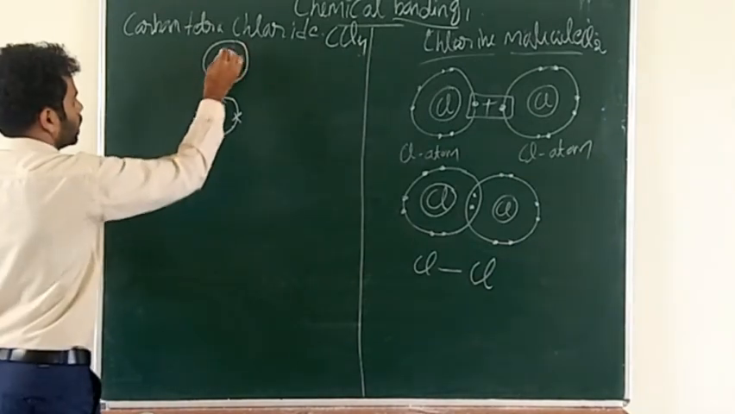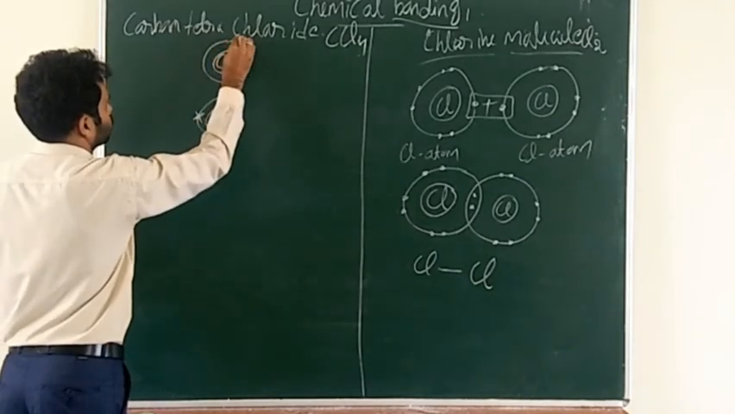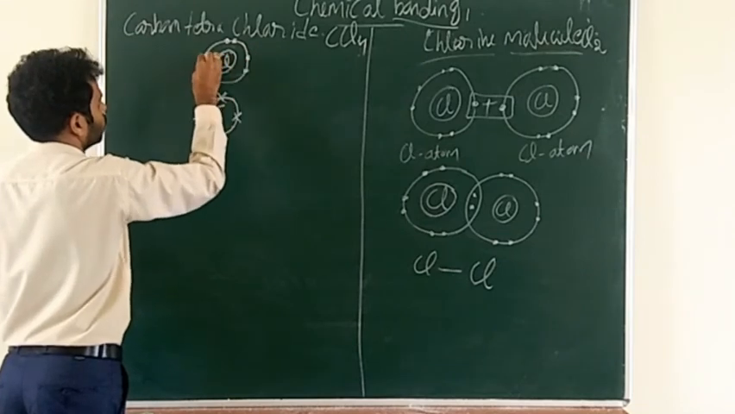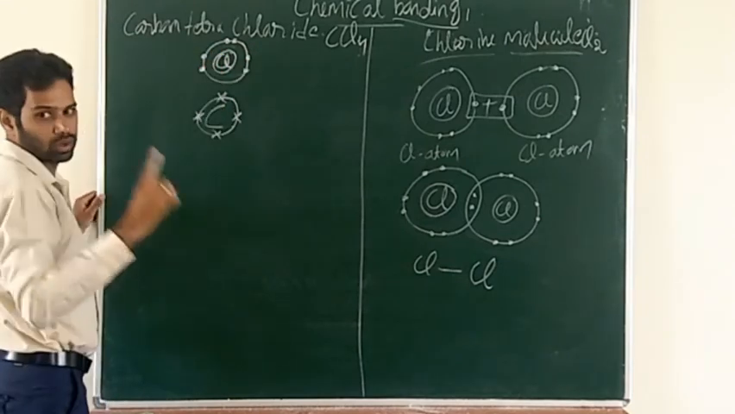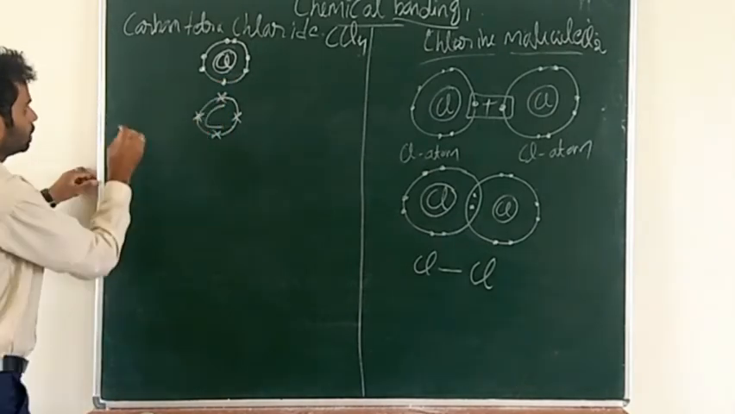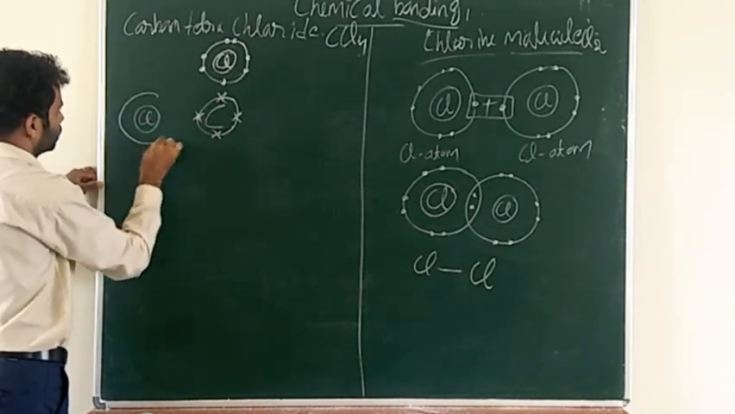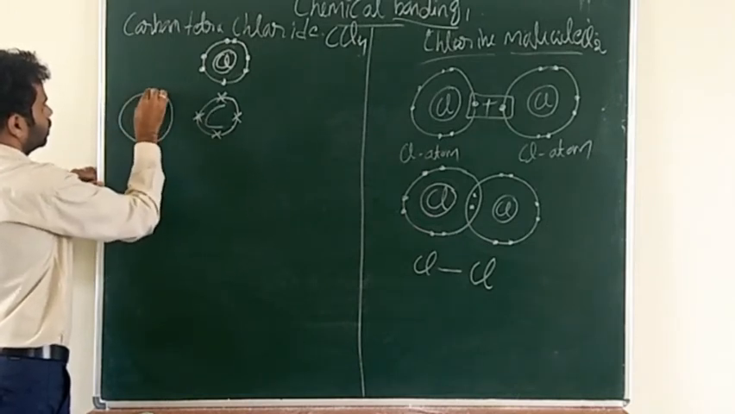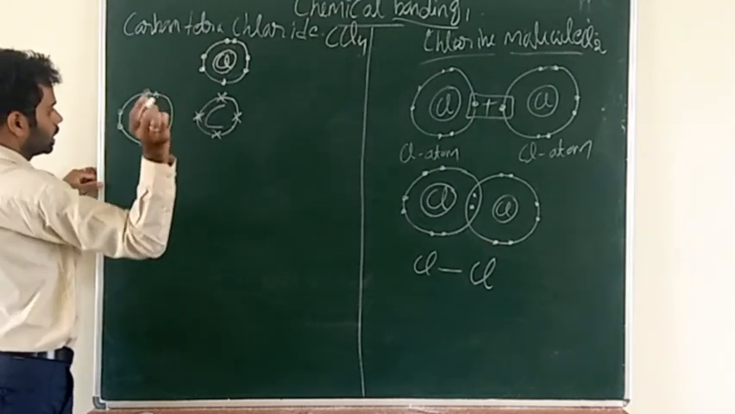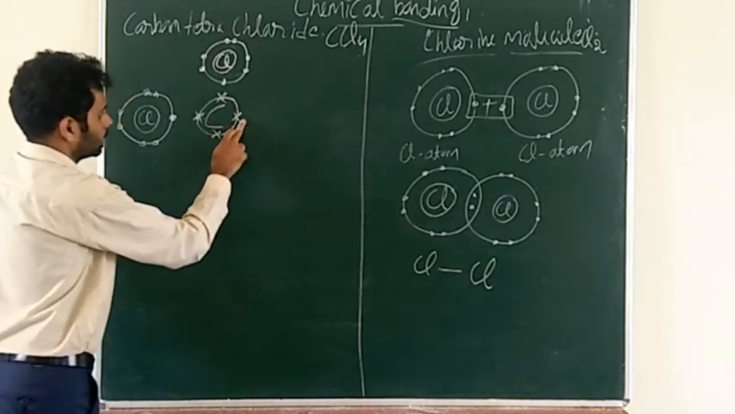Now look at it. Chlorine already has 7 electrons in the outermost shell. Here 2, 4, 6, so one single electron is there, on this side. Next, similarly here, chlorine: 2, 4, 6, and a single electron to this side, to the carbon side. That's why I'm writing like this.